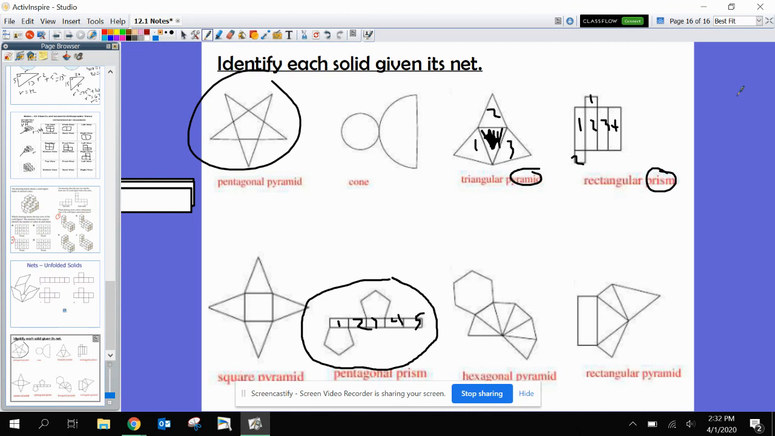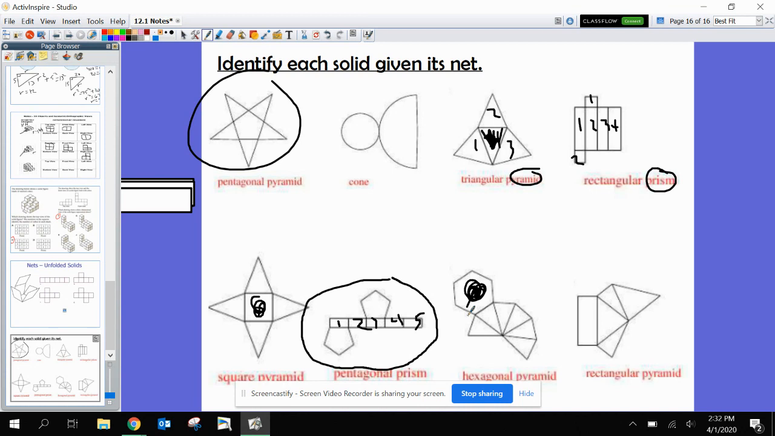And when you do the rest of these pyramids, typically with pyramids, you're going to see a ton of triangles, but there's going to be one shape that stands out, like a square. In this one here, there's my square that stands out right here. Or my hexagonal pyramid, here's my hexagon that'll stand out. So you'll have one figure and then just a bunch of triangles if it's a pyramid.